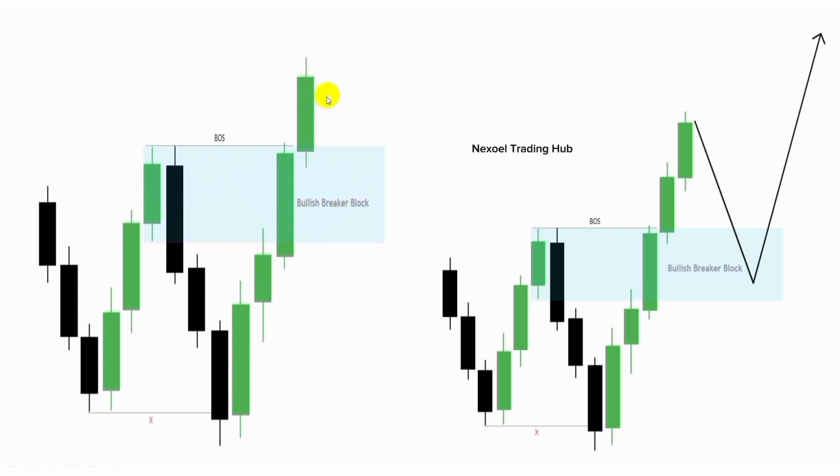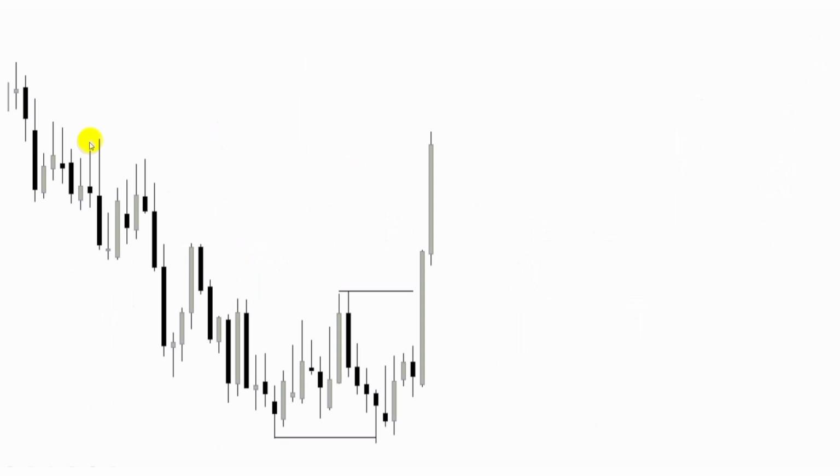We have this displacement to the upside, which broke the high and left a fair value gap. So we can expect to see price return, which is actually what you're seeing here. We can expect price to return to fill the fair value gap, mitigate the bullish breakout block, and then push to the upside. So this is an example of the bullish breakout block. The bullish breakout block is actually a violated bearish order block. So this is an example here in the chart.